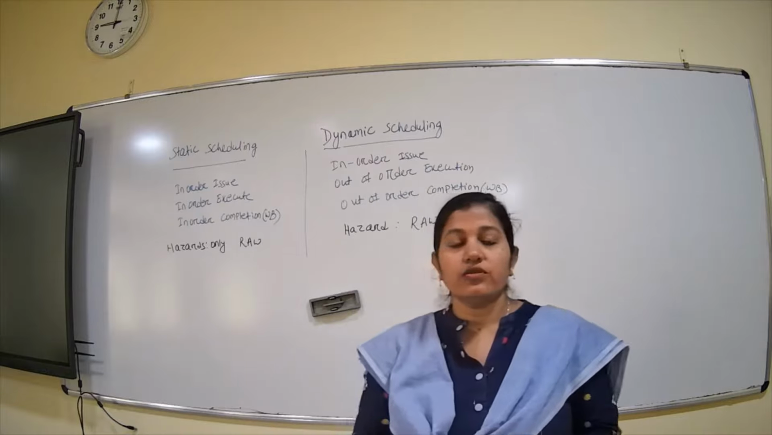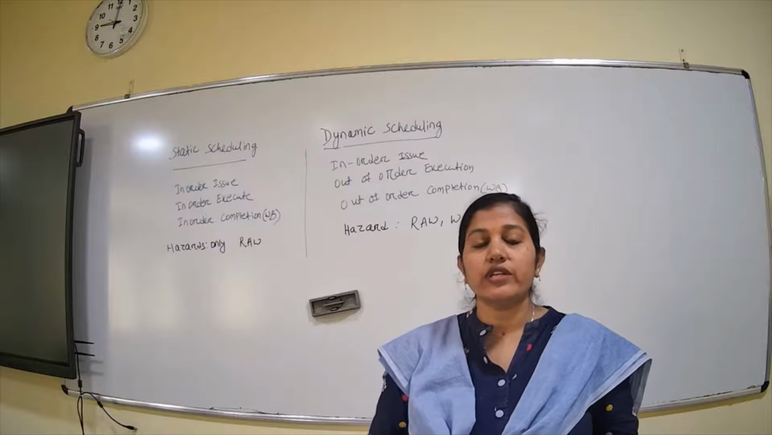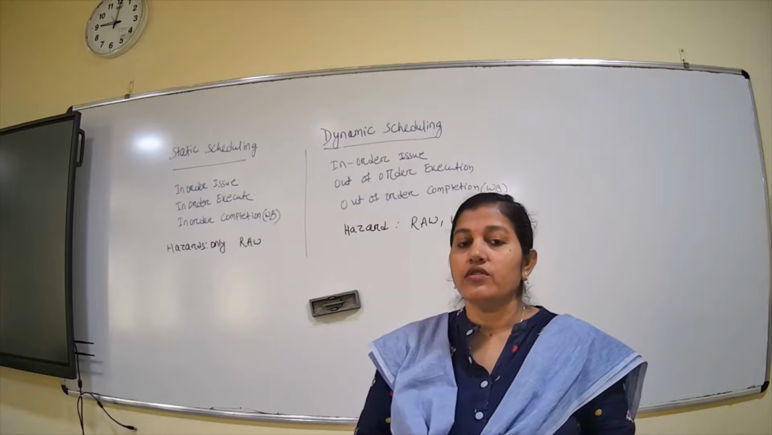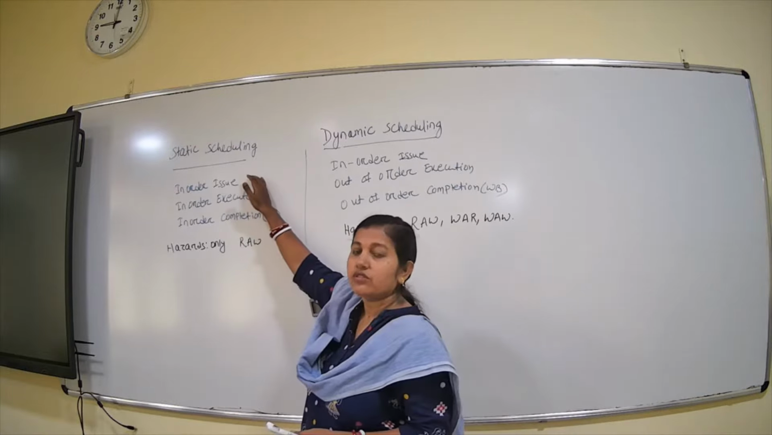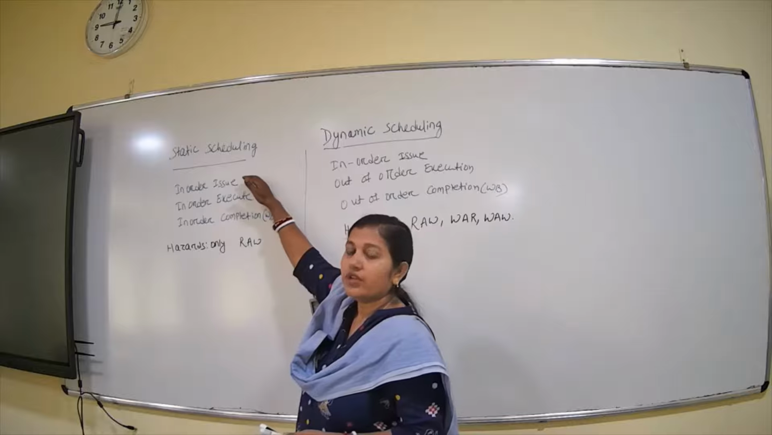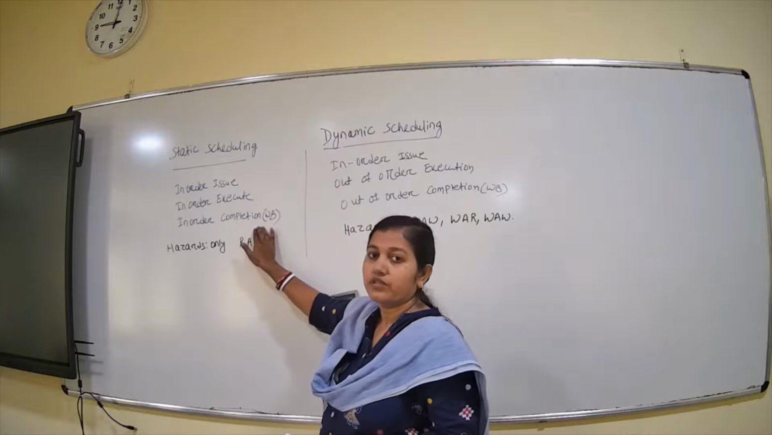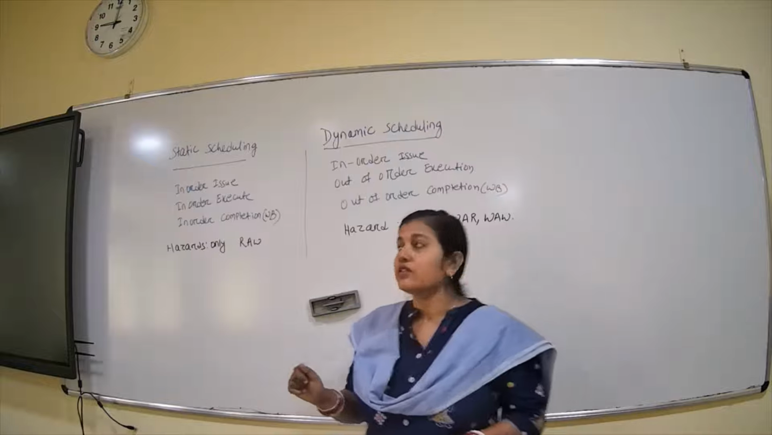In this lecture, we will discuss dynamic scheduling. Before that, we should know what static scheduling is. The pipeline concept is static scheduling. In that, when we are executing instructions, it follows in-order issue, in-order execute, in-order completion. Because of that, what is the limitation in this?